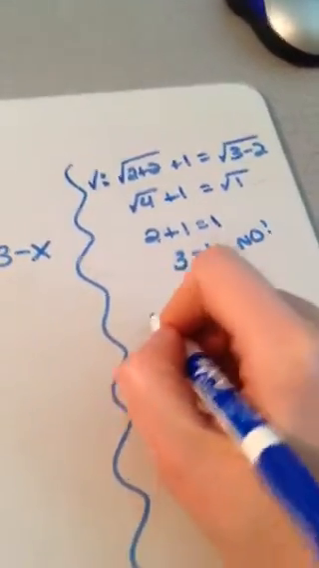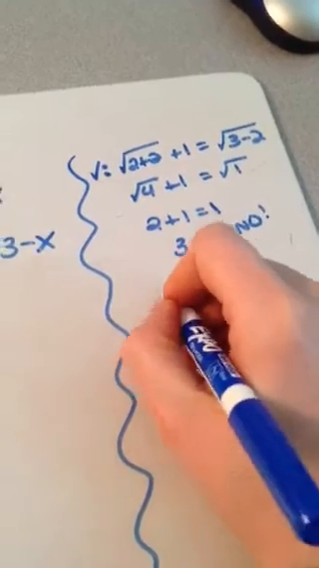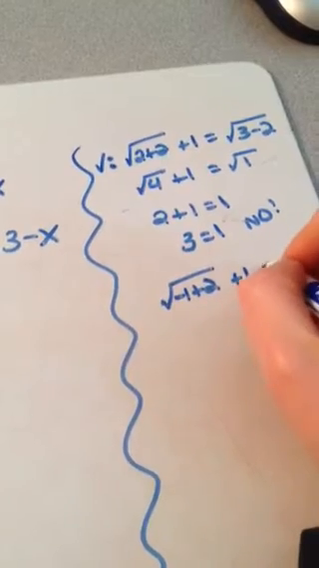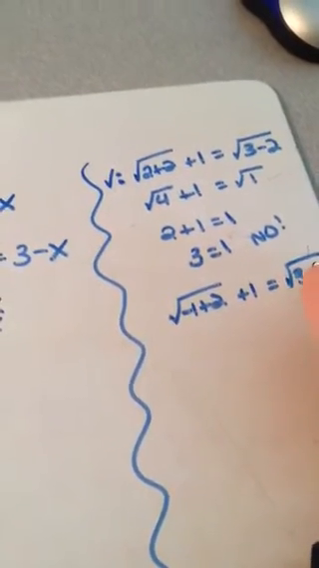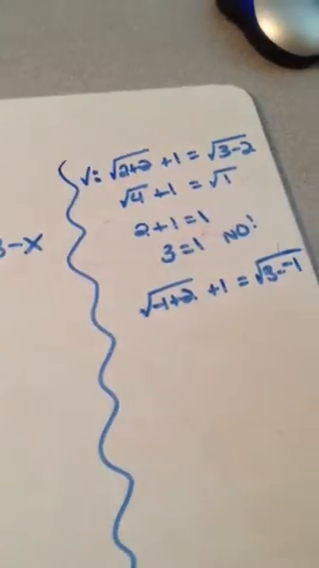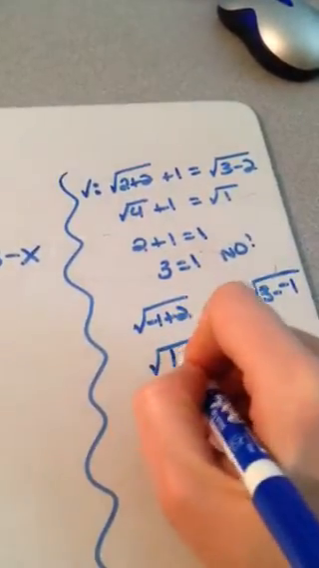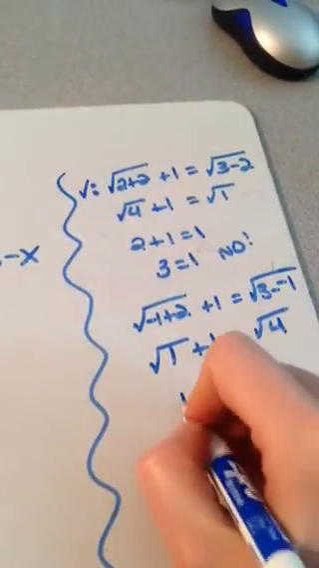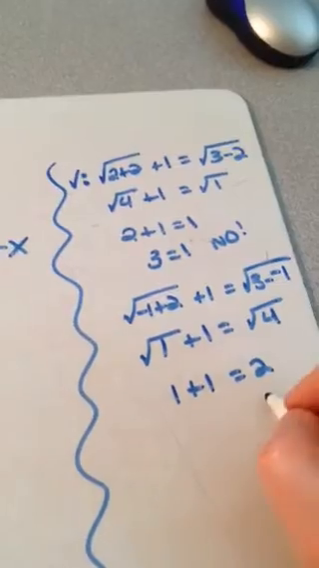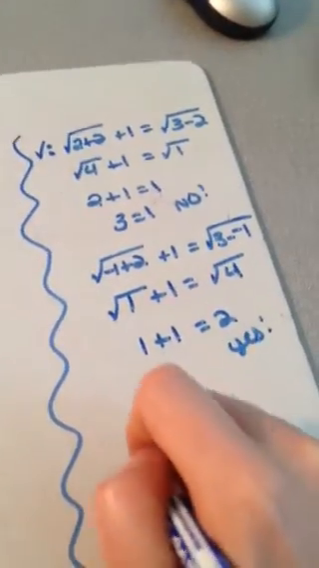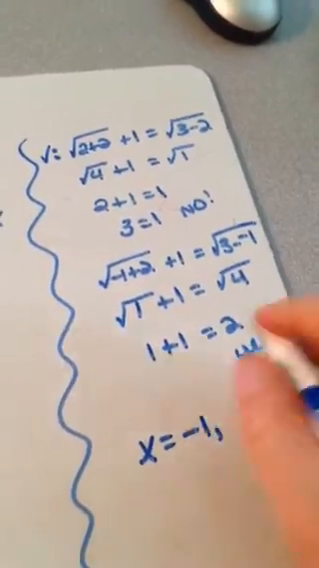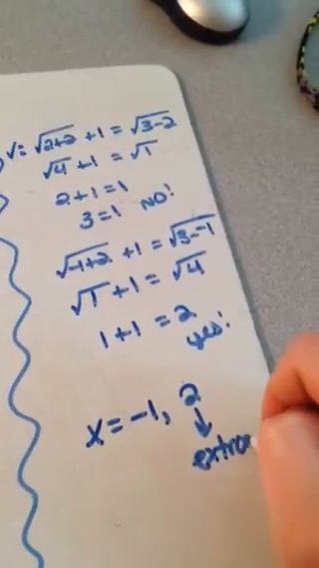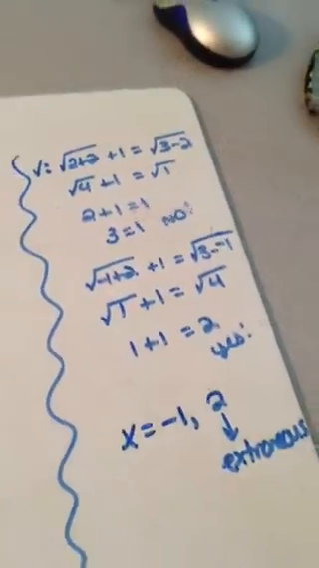Okay, let me check the other one. The other answer was negative 1. Is the square root of negative 1 plus 2 plus 1 equal to the square root of 3 minus a negative 1? So is the square root of 1 plus 1 equal to the square root of 4? Is 1 plus 1 equal to 2? Yes. So our final answer is just negative 1 because 2 is extraneous. You should always check your answers at the end.